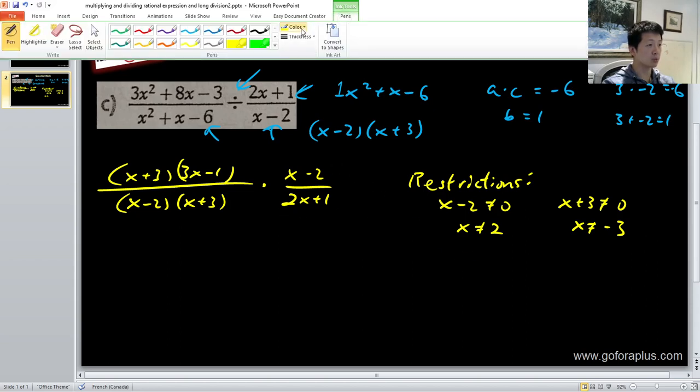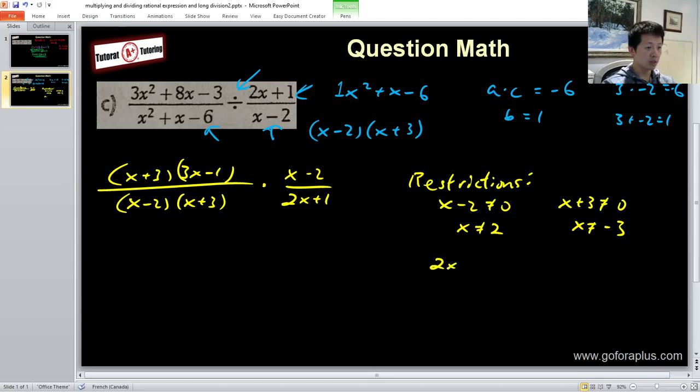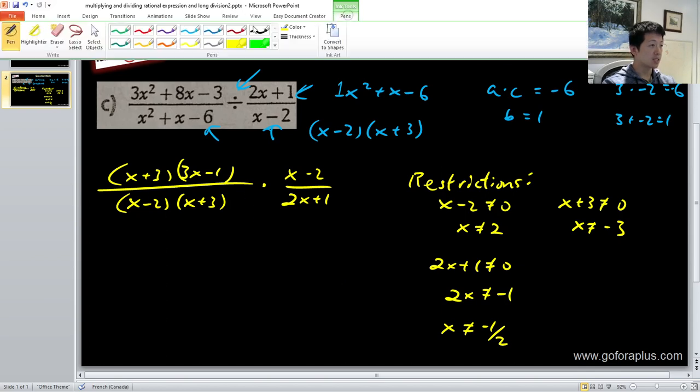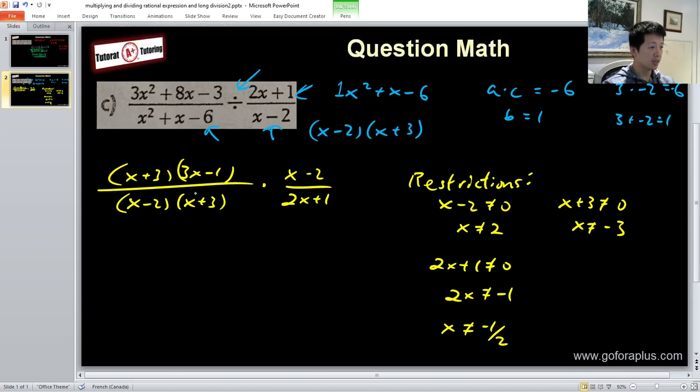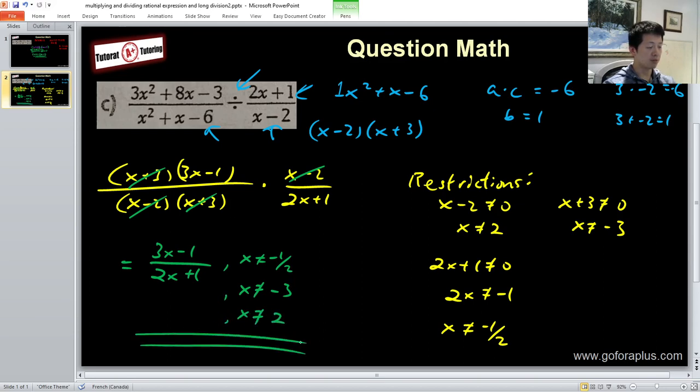And how about 2x plus 1? I'll have to do that too. 2x plus 1 not equal to 0, so 2x not equal to minus 1. So that would be x not equal to minus 1 over 2. Now I can start simplifying. If I simplify, then x plus 3 cancels out, x minus 2 cancels out, and what is left is 3x minus 1 over 2x plus 1, with x not equal to minus a half, x not equal to minus 3, x not equal to 2. Okay, so that's my final answer for this.